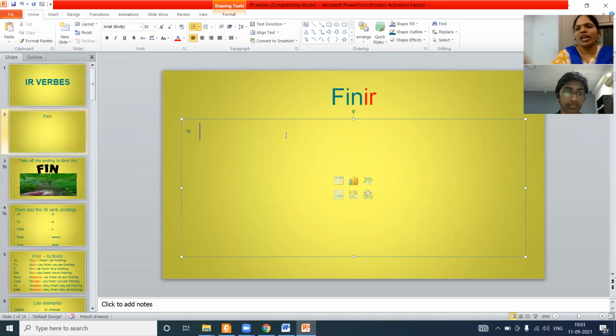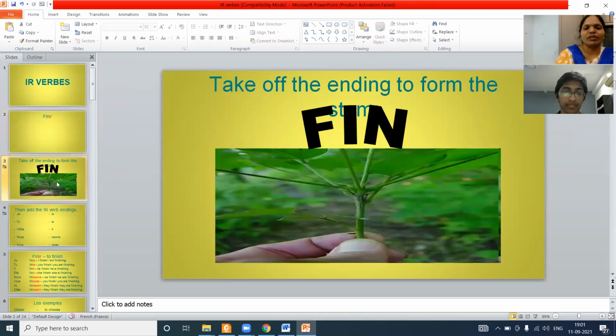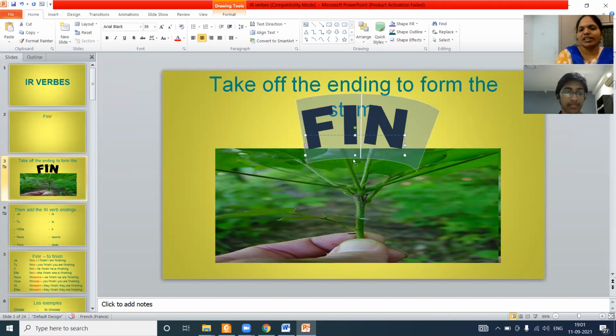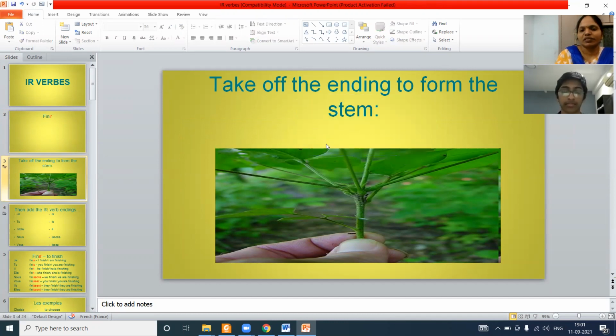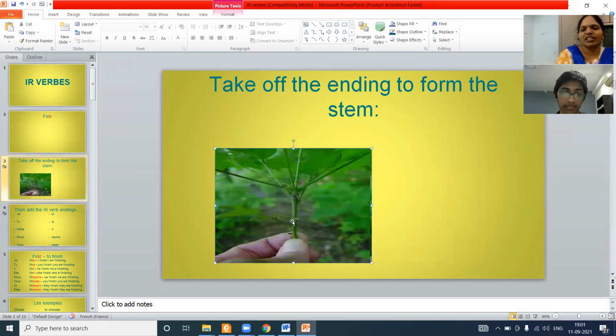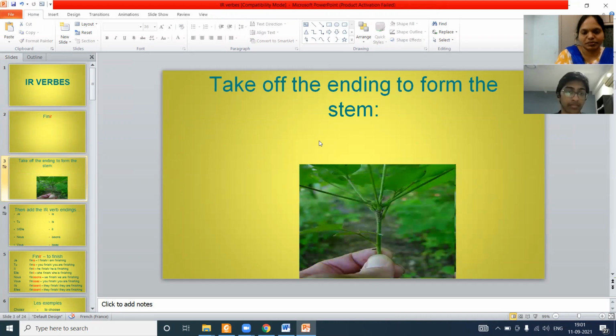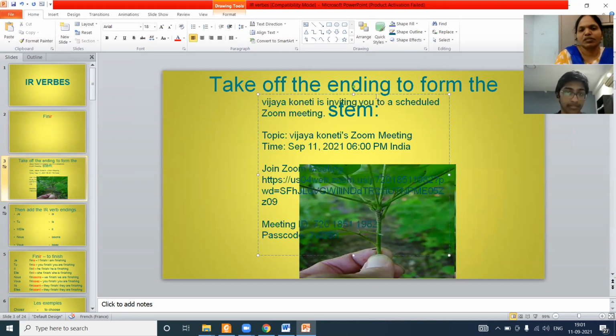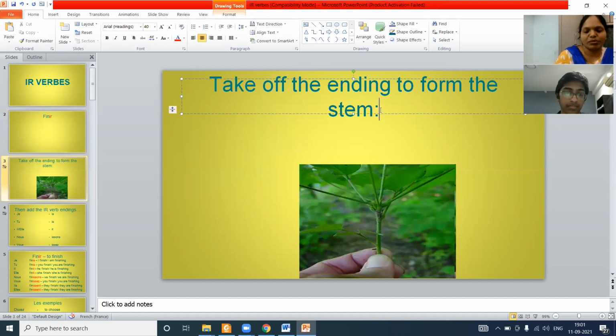And so we have to remove the ending, IR. What will be the remaining stem? If we are removing IR, it will be FIN. Take off the ending, and then we have to add something based on the conjugation. So the remaining is FIN.